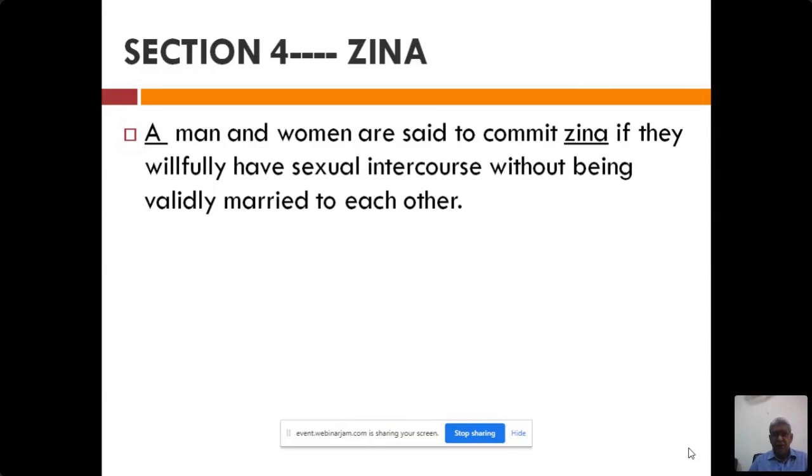So, zina is the sexual intercourse between a male person and a female person, and this sexual activity is willful, in circumstances when they are not validly married to each other. So, this would constitute the act of zina.